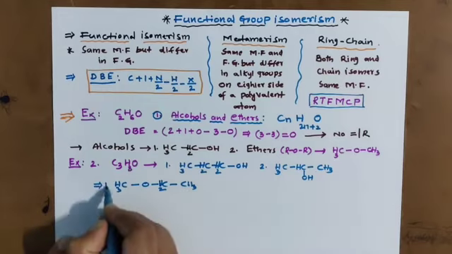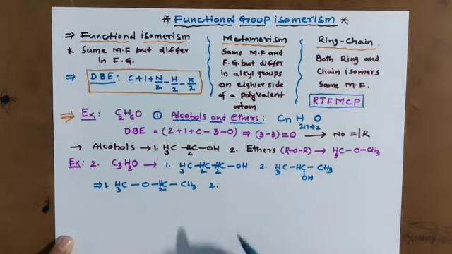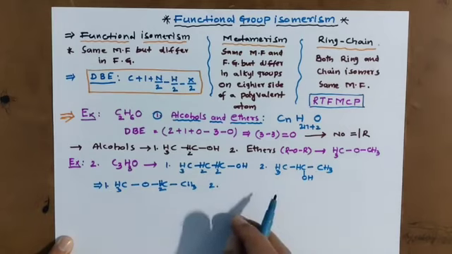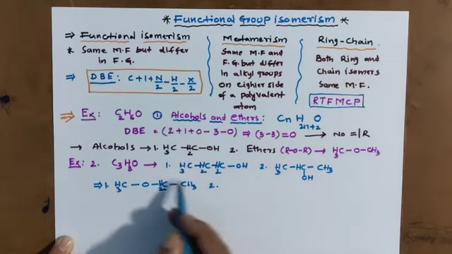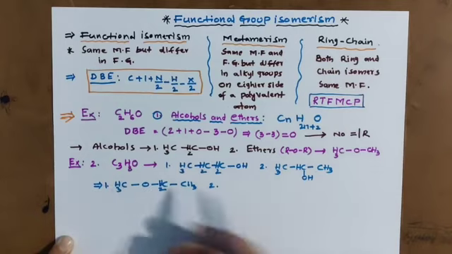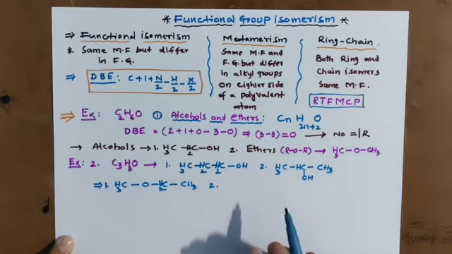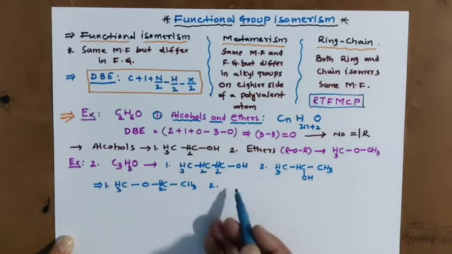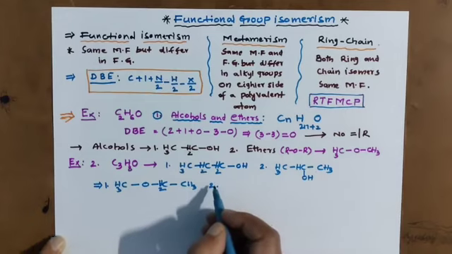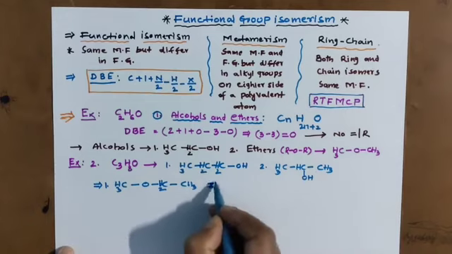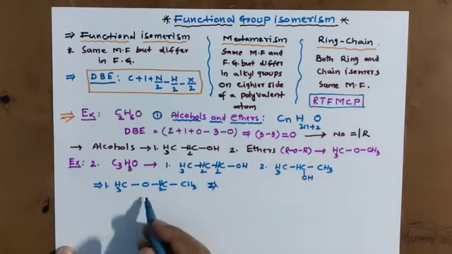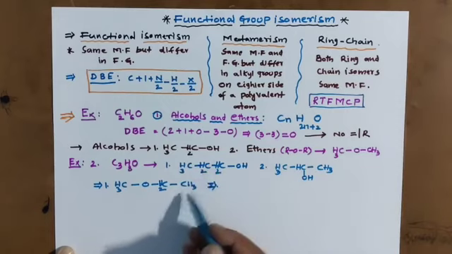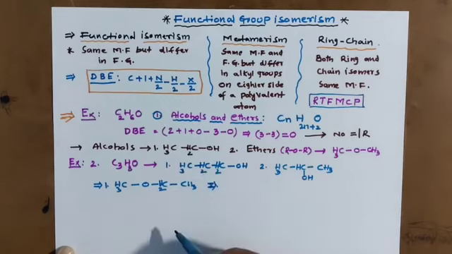Is there any other chance like that? Ether you can draw. If this CH2 group is this side and the methyl group this side, the same you are getting. With ether, no other compound. So totally we got two alcohols and one ether. And now these two are functional group isomers. These two are position isomers.